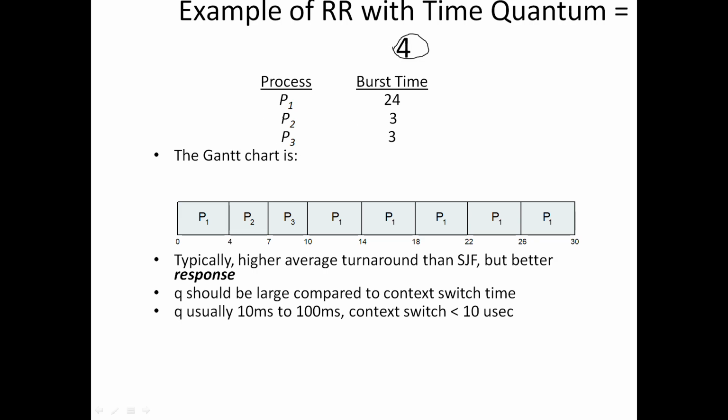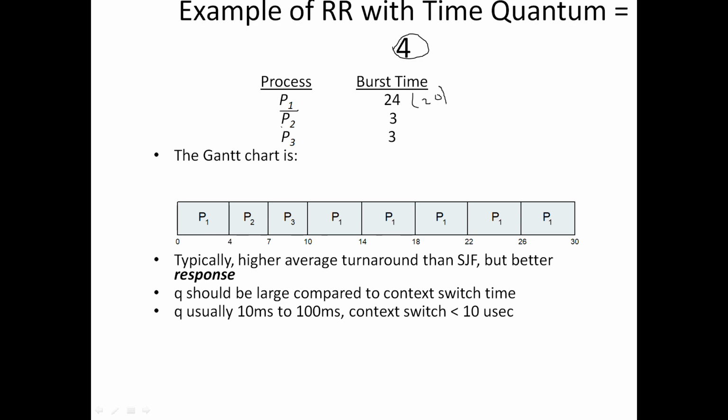So for this, the Gantt chart is drawn here. Initially the process P1 is executing from 0 to 4. Once that time quantum expires, the CPU is allocated to the next process. Here we have remaining burst time of 20 milliseconds, which is executed in the next cycle.